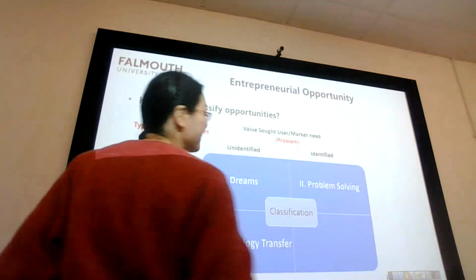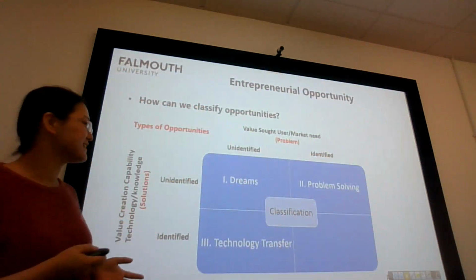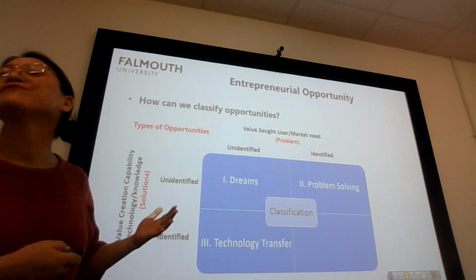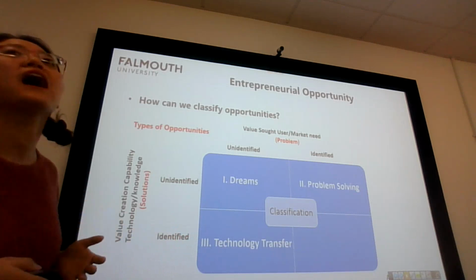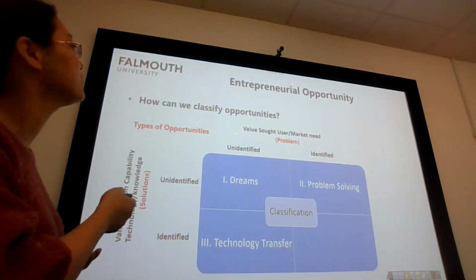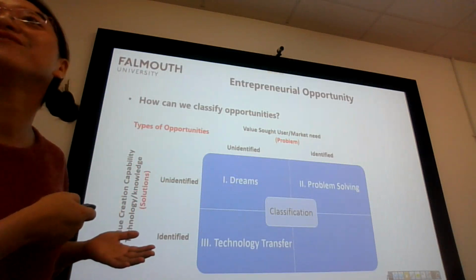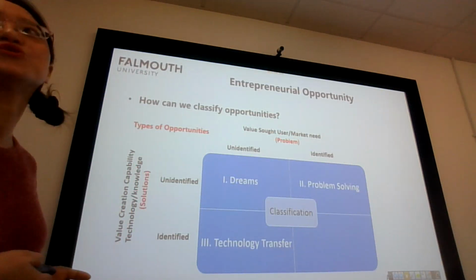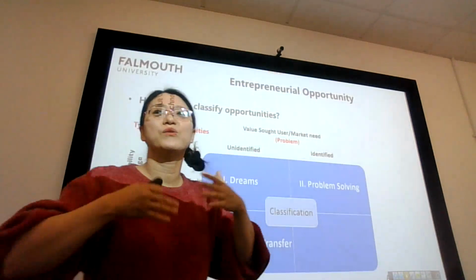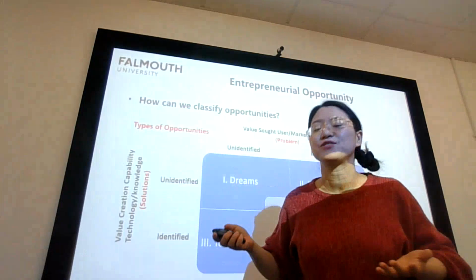Okay, we call this technology transfer. What does it mean? We have a technology, we know the solution, we have already found the technology, but we don't know how to use it or how to implement it in the market. So we don't know what problem we can solve. At this stage, we know the solution, but we don't know the application of this technology.